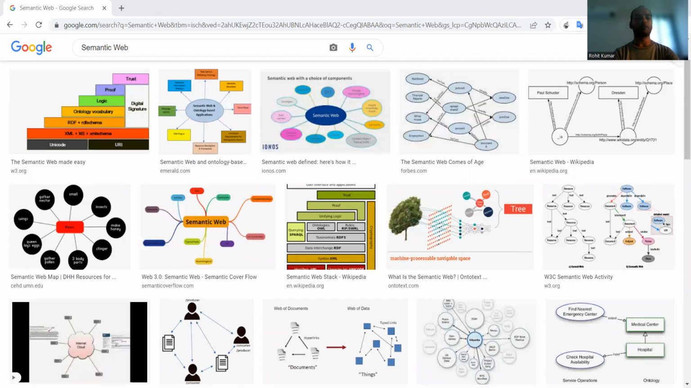Let me tell you, according to Wikipedia, it's an extension of the World Wide Web through the standards set by the World Wide Web Consortium, meaning W3C. W3C is a well-known organization which manages the World Wide Web, meaning WWW, standards. In this way, the goal of semantic web is defined as to make internet data machine readable.